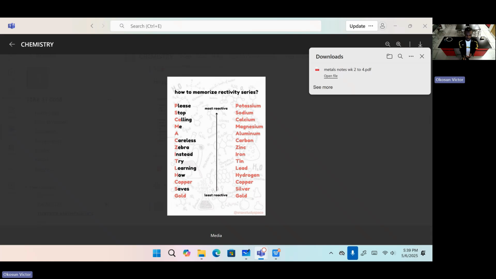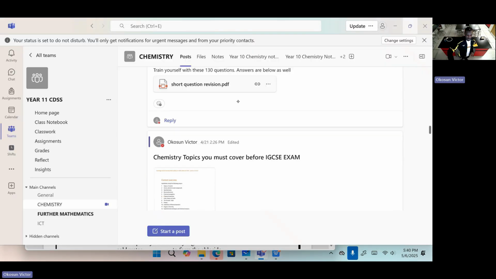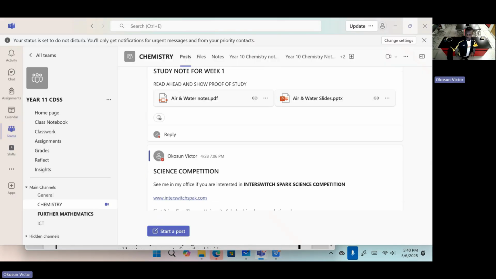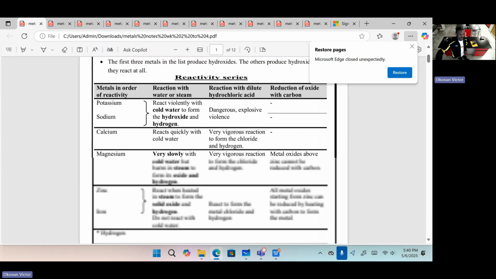Now look at this. Please stop calling me a careless zebra. Instead, try learning how copper saves gold. You can also use this to memorize the reactivity series of metal. Now let's look at our notes. We are trying to look at the chemical properties of metal now. It's trying to open right now. Just a minute. Then we are still on chemical properties of metal. It should open now. Now, under chemical properties of metal, look at it.